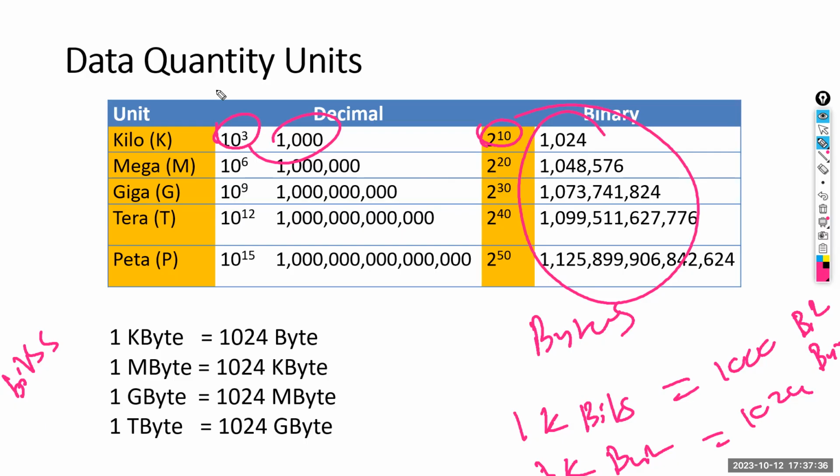When someone says megabit, it is 1 million bit, or 10 to the power 6 bit. But when you say megabyte, it is 2 to the power 10 kilobyte, or 2 to the power 20 byte. Okay. So it's very, very important.